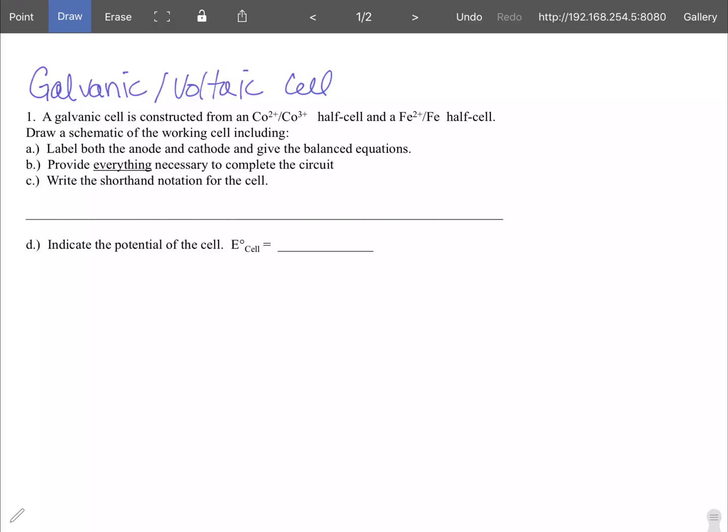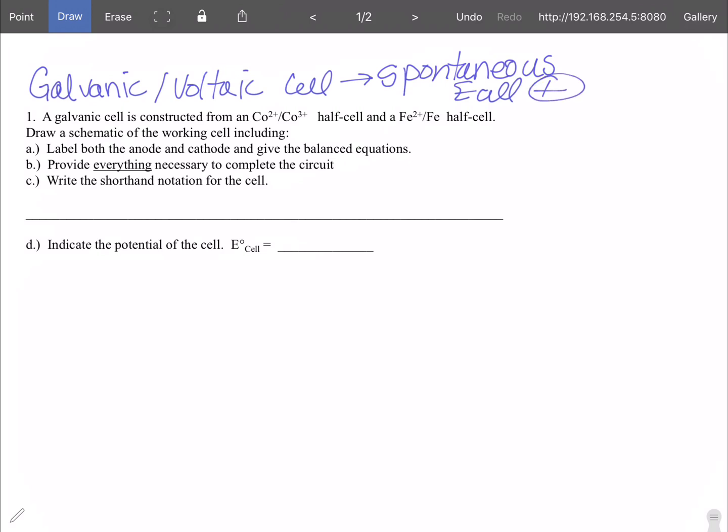Next problem is a galvanic or a voltaic cell. Now, this problem is a little tricky in terms of you have to determine how to get it to be spontaneous, because by definition a galvanic or a voltaic cell is spontaneous, which means E cell must be positive.